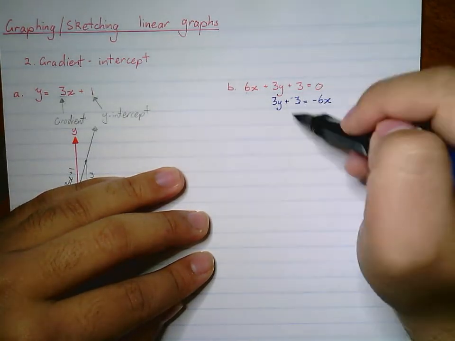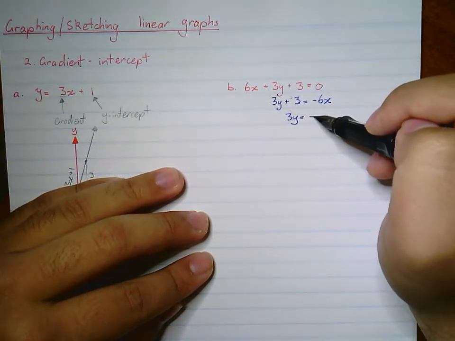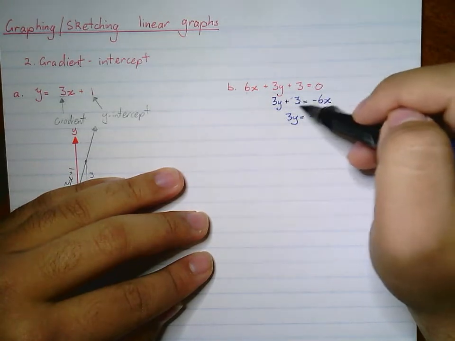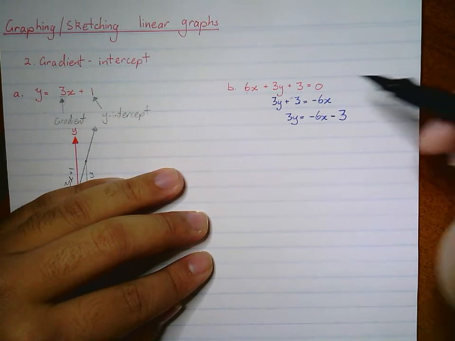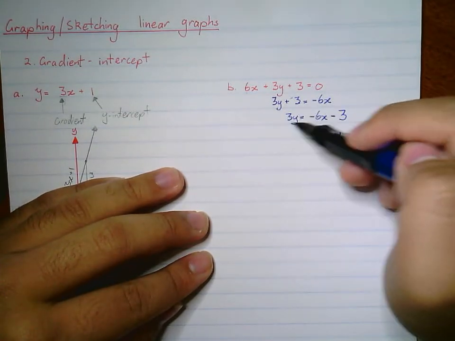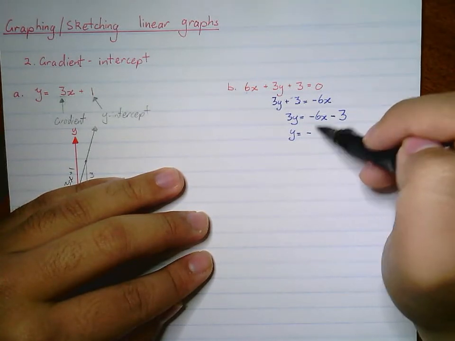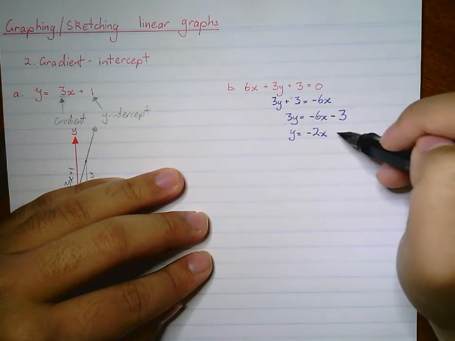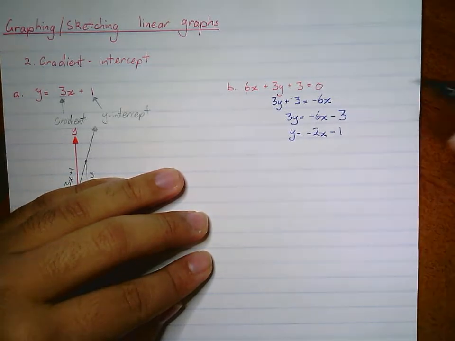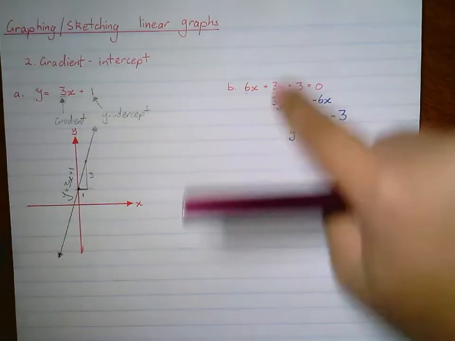Subtracting by 3, so 3y is left on the left, which gives me negative 6x. Since this is plus 3, we're going to minus 3 this time. And since it's 3y, dividing everything by 3, we get y equals negative 6 divided by 3 is negative 2x. Negative 3 divided by 3 is negative 1. Okay? So now since we have this, I'm going to show you how to graph this one now.